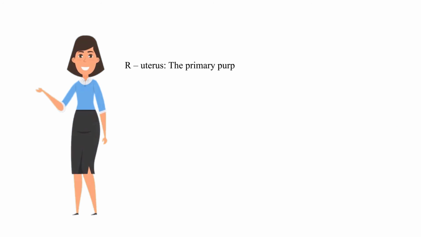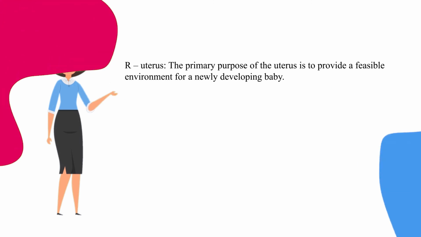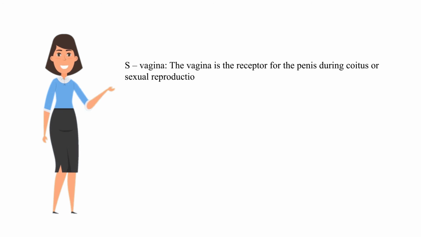R. Uterus. The primary purpose of the uterus is to provide a feasible environment for a newly developing baby. S. Vagina. The vagina is the receptor for the penis during coitus or sexual reproduction. Vagina also provides an elastic passage for the baby during childbirth.